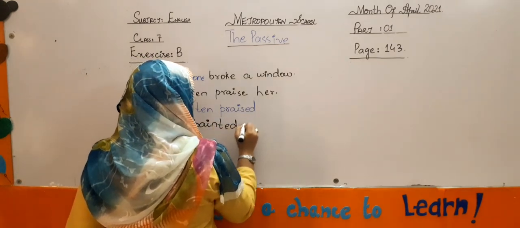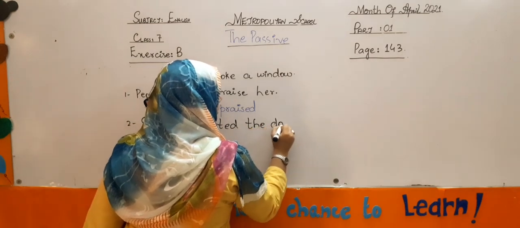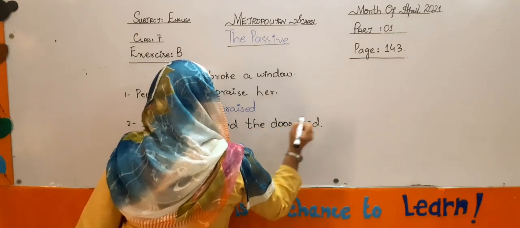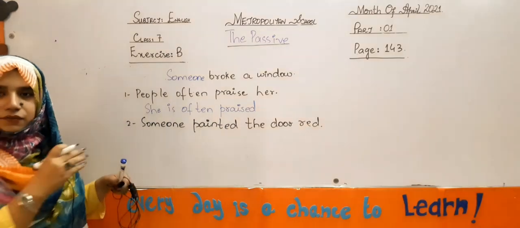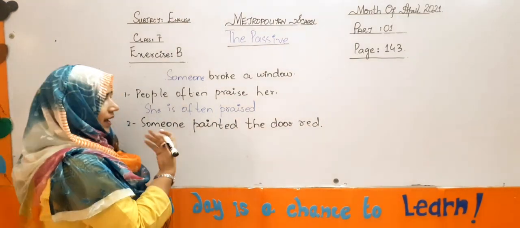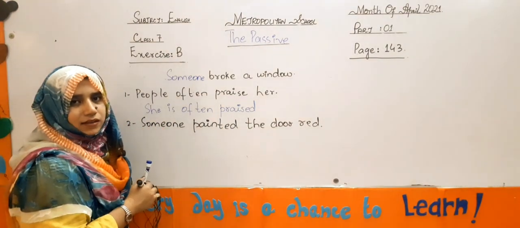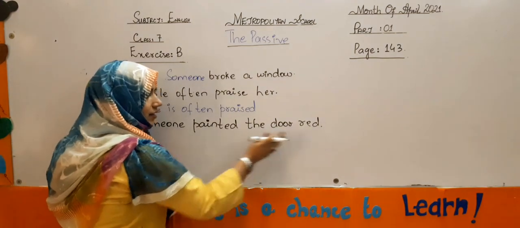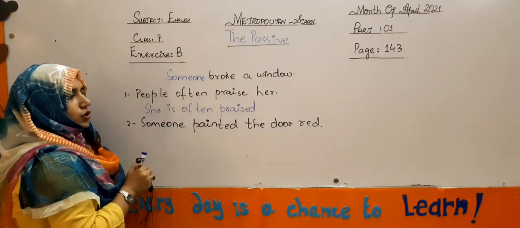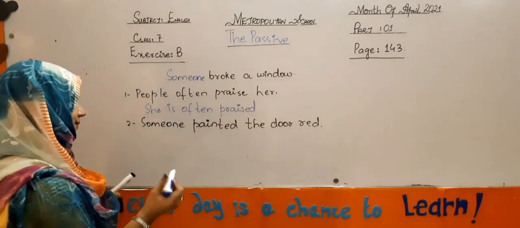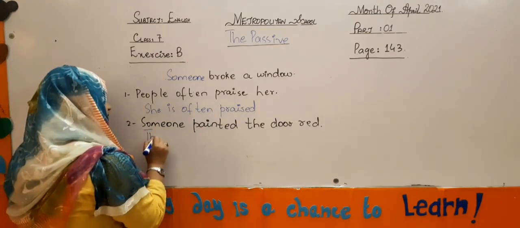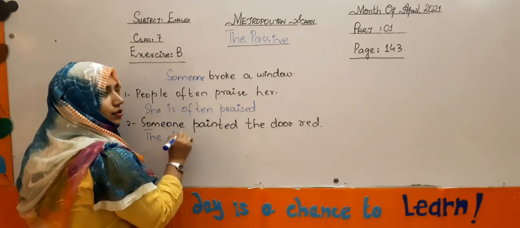Someone painted the door red. So "someone" is not very important. Any person can paint the door, so you can make the passive directly without using "someone." So the door, similarly, the object comes at the place of the subject.